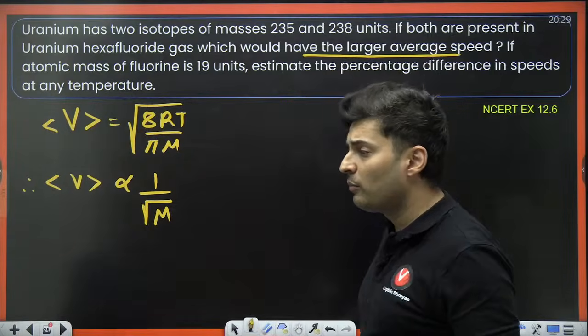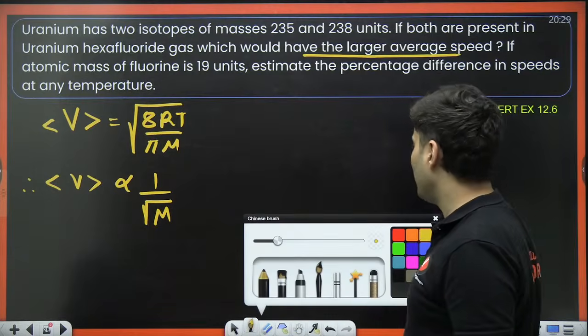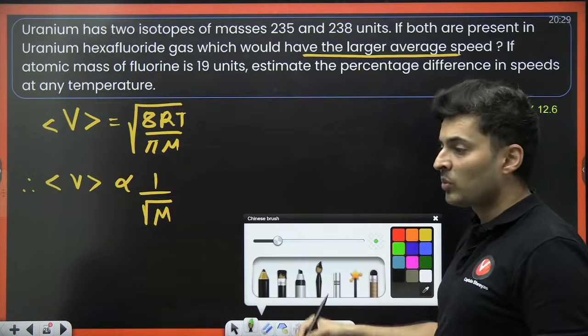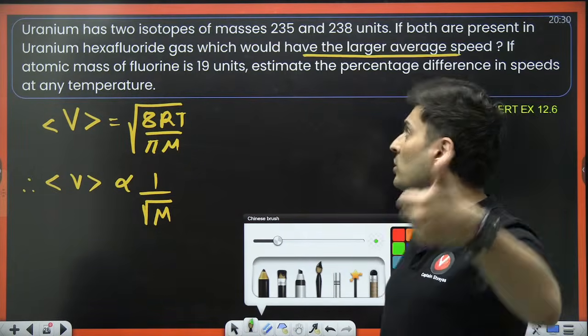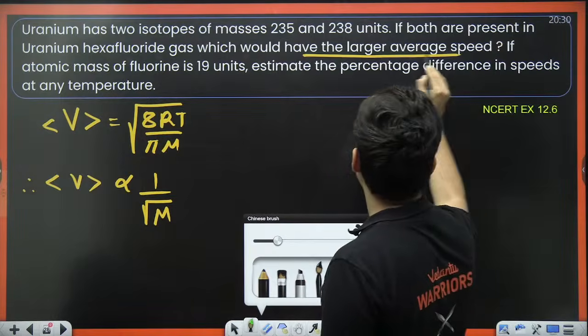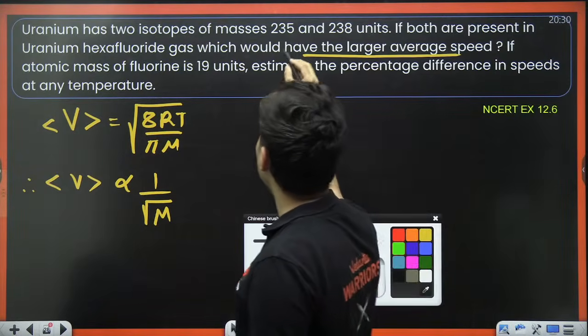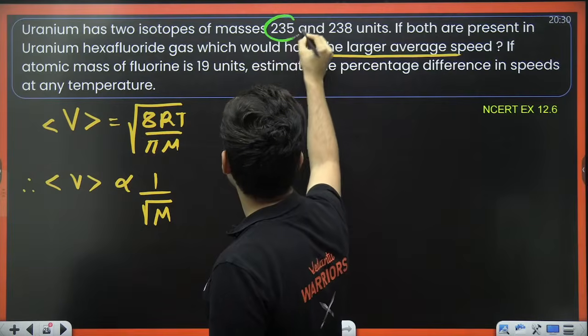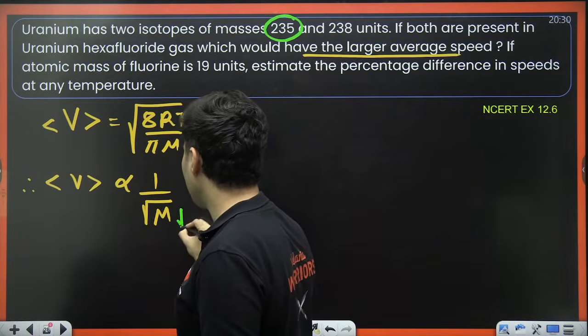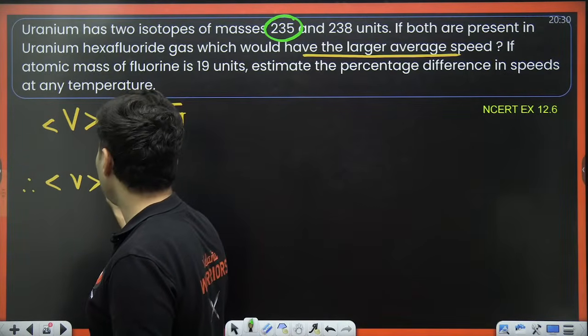So who will have more mass? That will have less speed. Who will have less mass will have more speed. So which will have larger average speed? Obviously this has less mass. So mass is less, so average speed will be more.